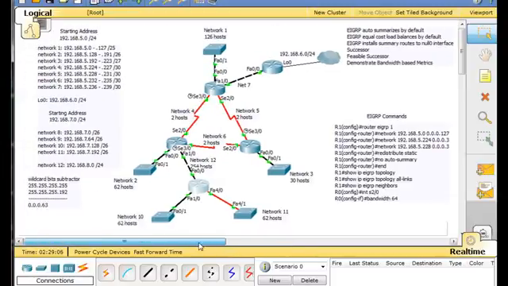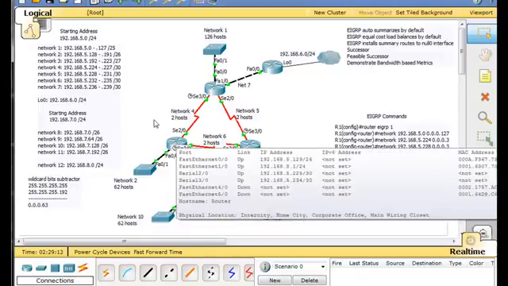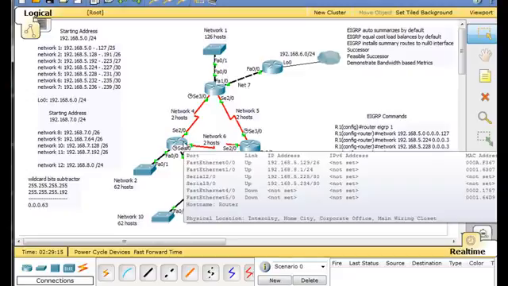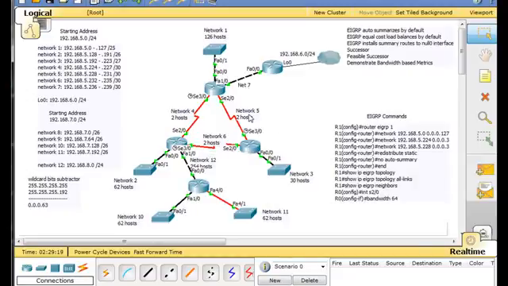Okay, let's look at some of these other routers. These other routers are still auto-summarizing. It's just this router that's not. So let's take a look at this router, and I want to point something out about its routing table. Now, we have these three networks here, and network 5, I want to point something out.